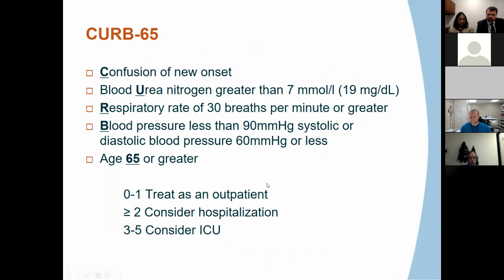So to get started, I thought we'd go over quickly the CURB 65 score. CURB 65 is for patients that already have a pneumonia. So if you decide this patient has a pneumonia, where should I send them for treatment? Should I treat them as an outpatient? Should I treat them as an inpatient? Or should I send them to the ICU?